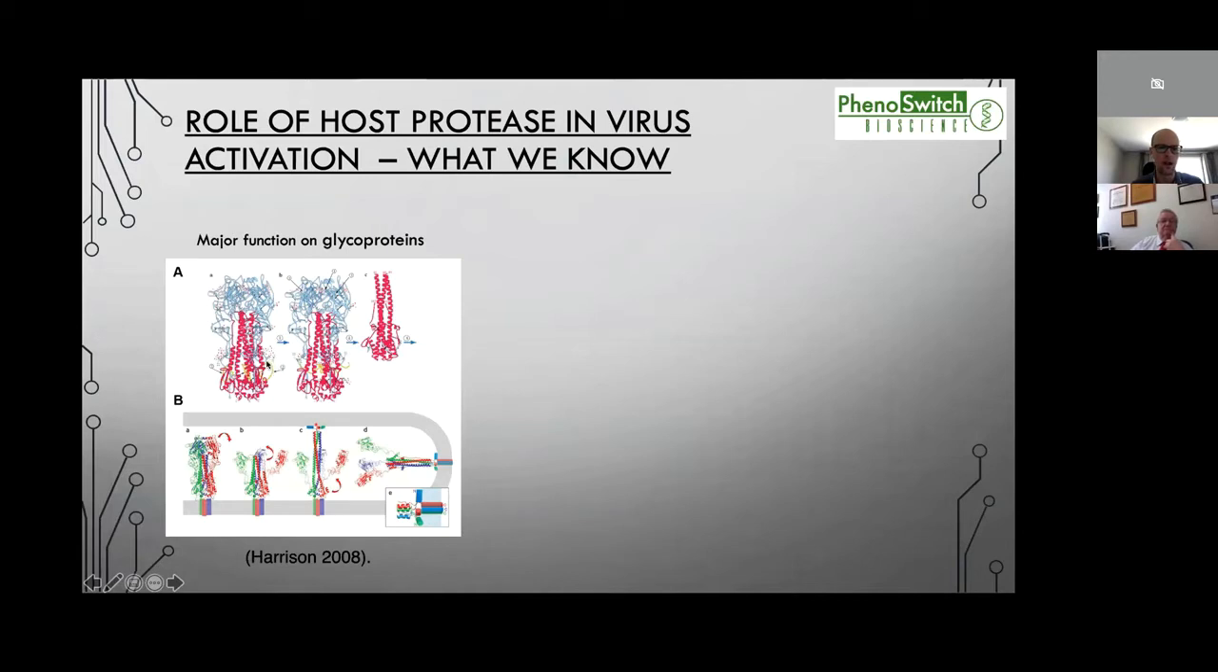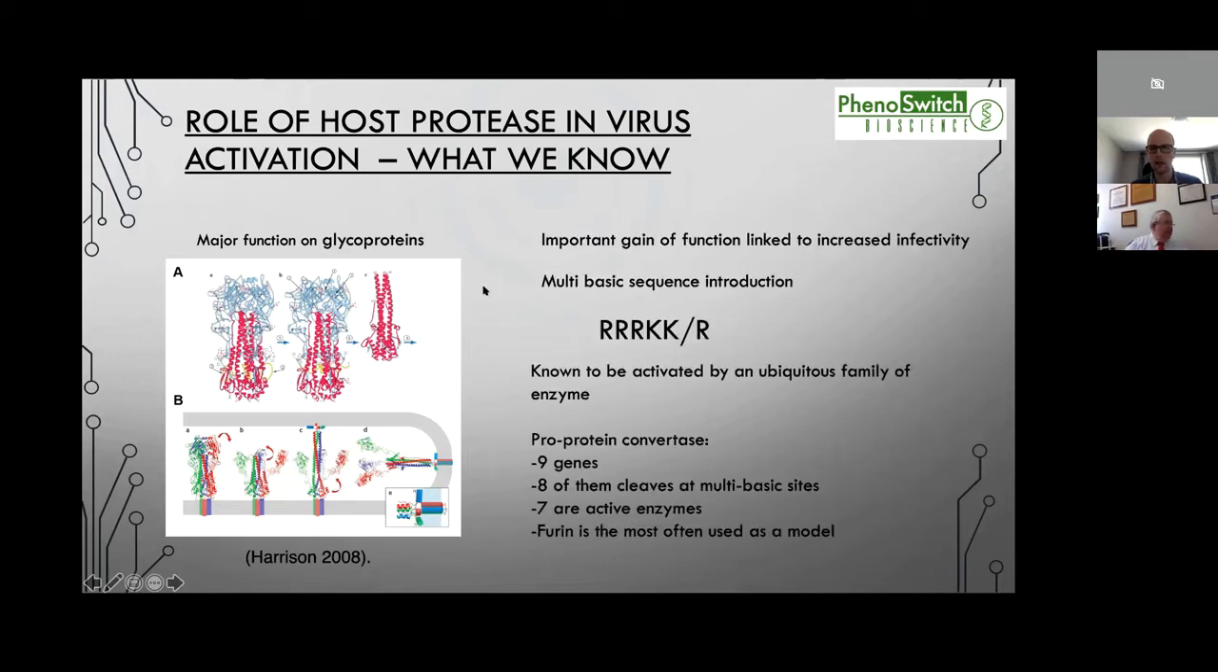There will be a site, like a hinge there, that can be cleaved to allow the glycoprotein to activate. And how it works is, once it's cleaved, when it enters a cell, it will be able to activate fusion of the membrane of the virus with the endosome membrane and release the viral content inside the cell. And there's an important gain of function that is well known to be linked to increased infectivity. Many viruses have used that mechanism.